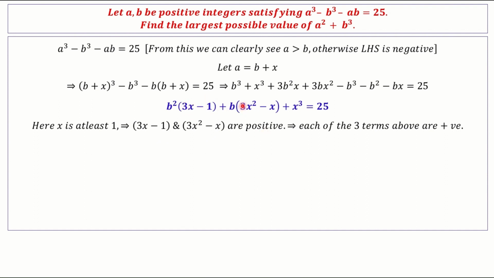Because x is at least 1, this will be a positive number. So this is positive, positive, and positive. All three are positive terms. This means x cube should be less than 25, obviously, because 25 is made up of the sum of these three terms, not x cube alone. So x cube is less than 25.